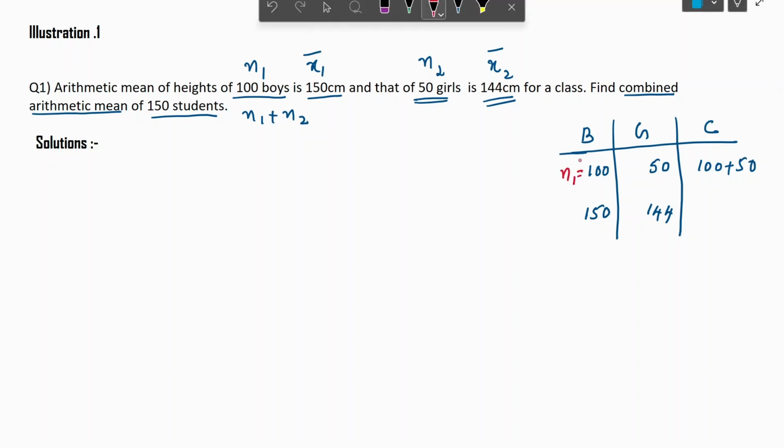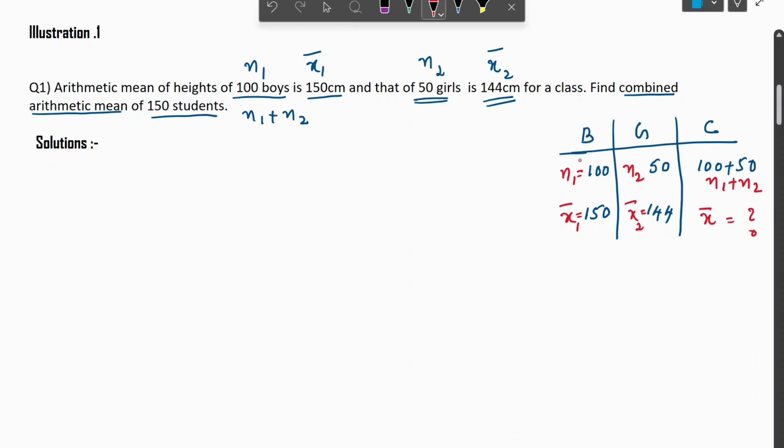It is clear. N1 is 100, N2 is 50. What is this one? N1 plus N2 is 150. Corresponding to boys, x1 bar equals 150, x2 bar equals 144. Therefore, what do you want to find? You want to find the combined arithmetic mean. In this table, it is clear what is given in the question and what you need to find out.